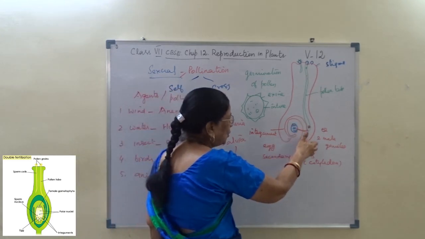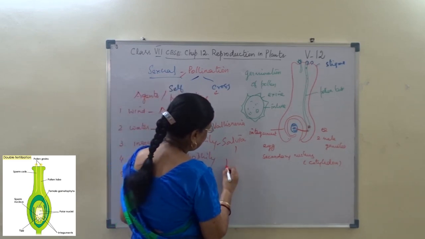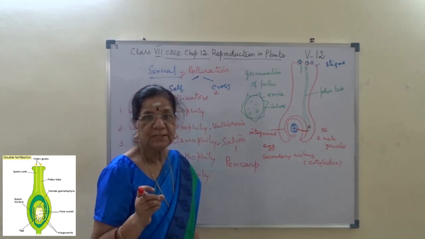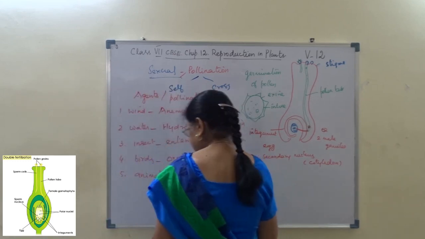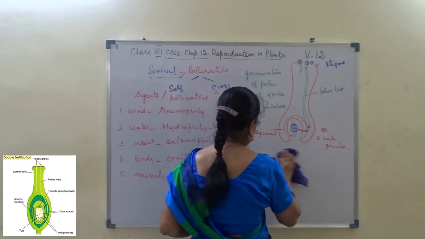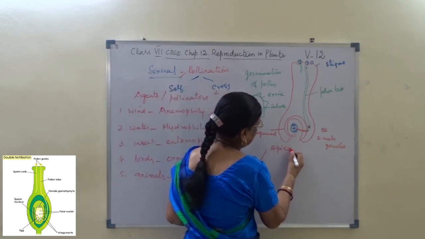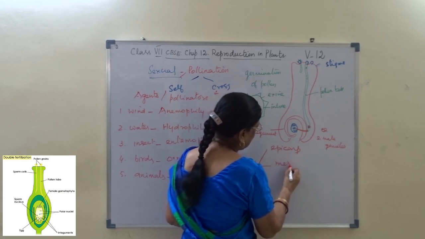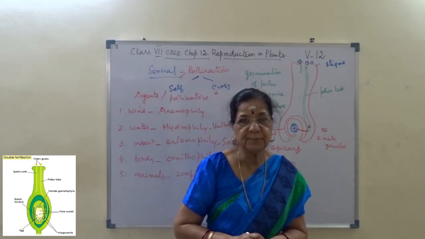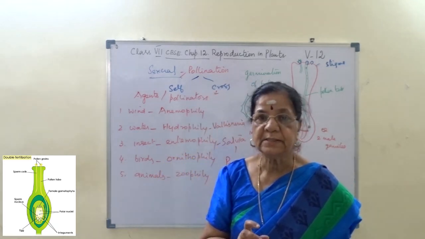Now the ovary wall, the integument, becomes the fruit wall. That fruit wall is called pericarp. It is of three types, three layers: outer epicarp, middle mesocarp, and inner endocarp.